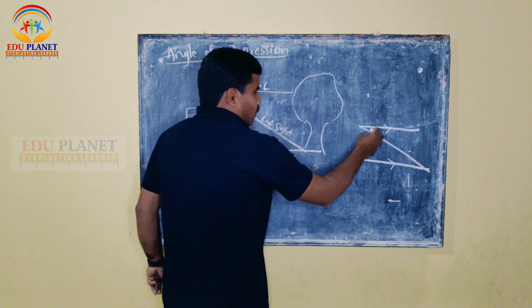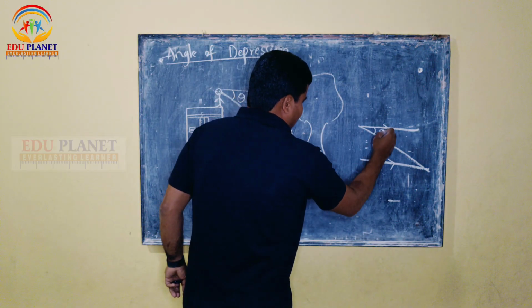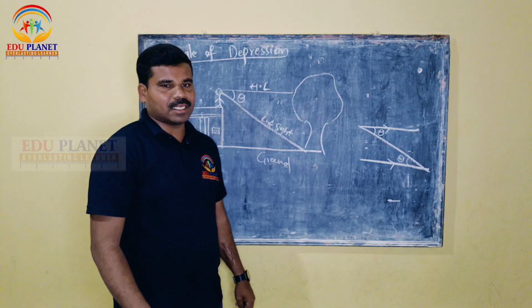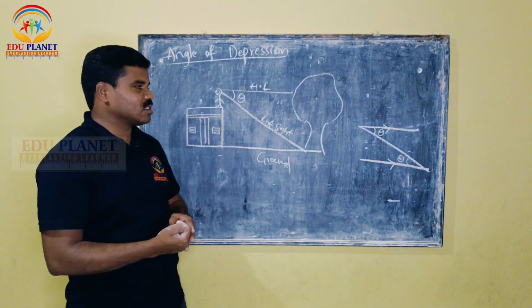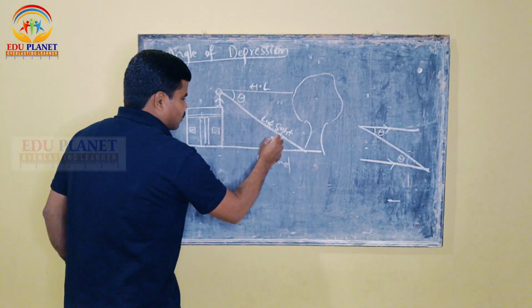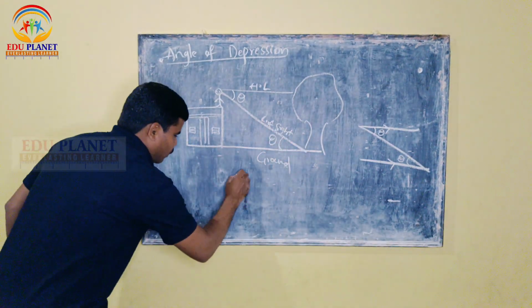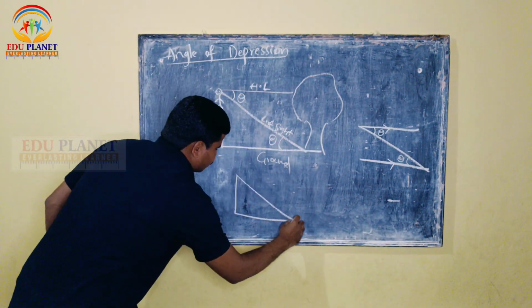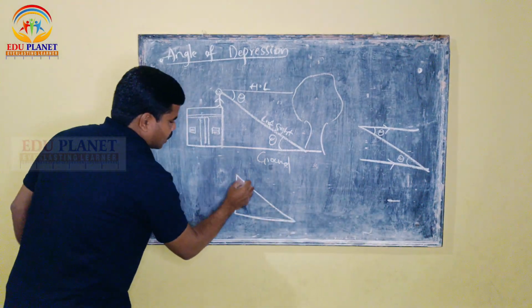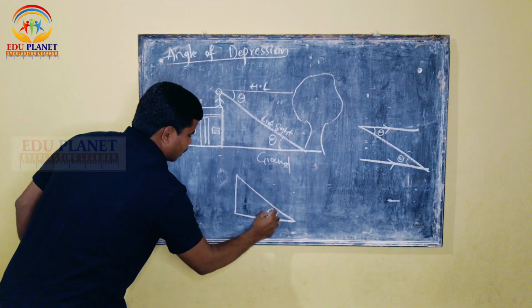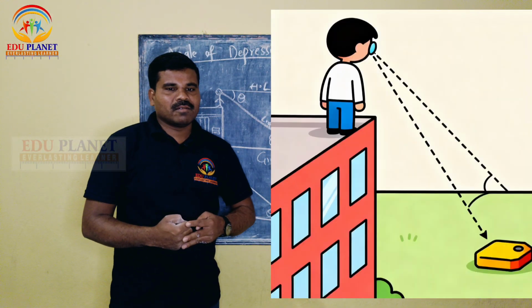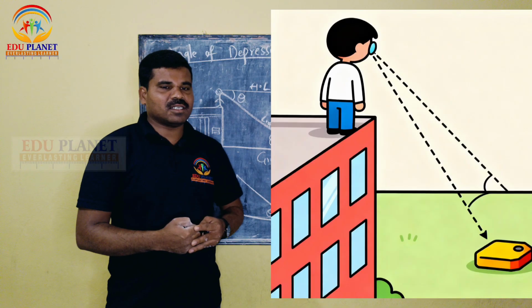Based on the transversal property, these two angles are alternate interior angles. We know that alternate interior angles are equal in a transversal. It means this theta will come here. So the final triangle would be: this is the height of the building, this is the ground, this is the line of sight, and here the angle of depression comes. In simple terms, when we are looking down, the angle of depression takes place.